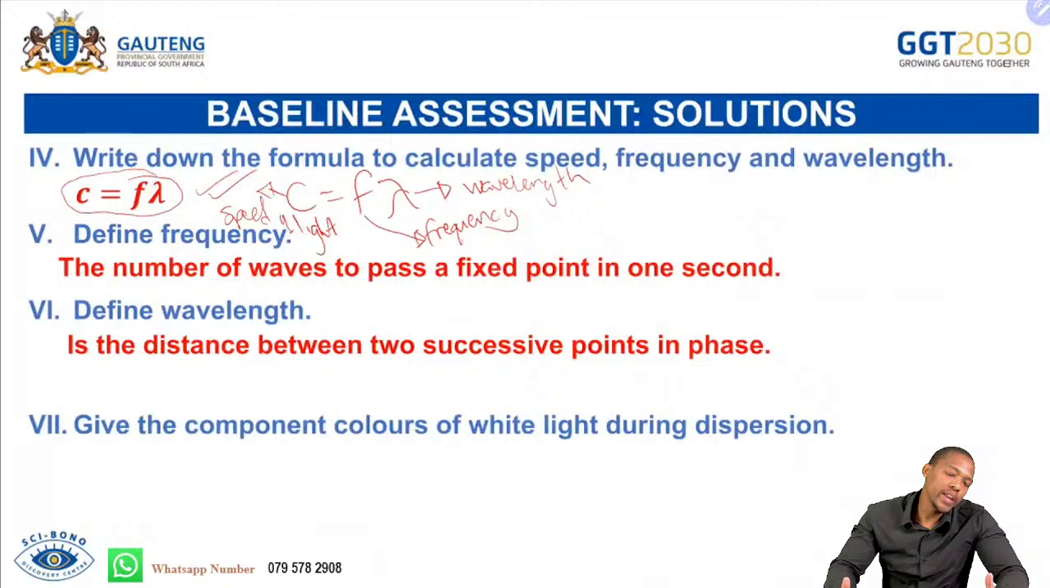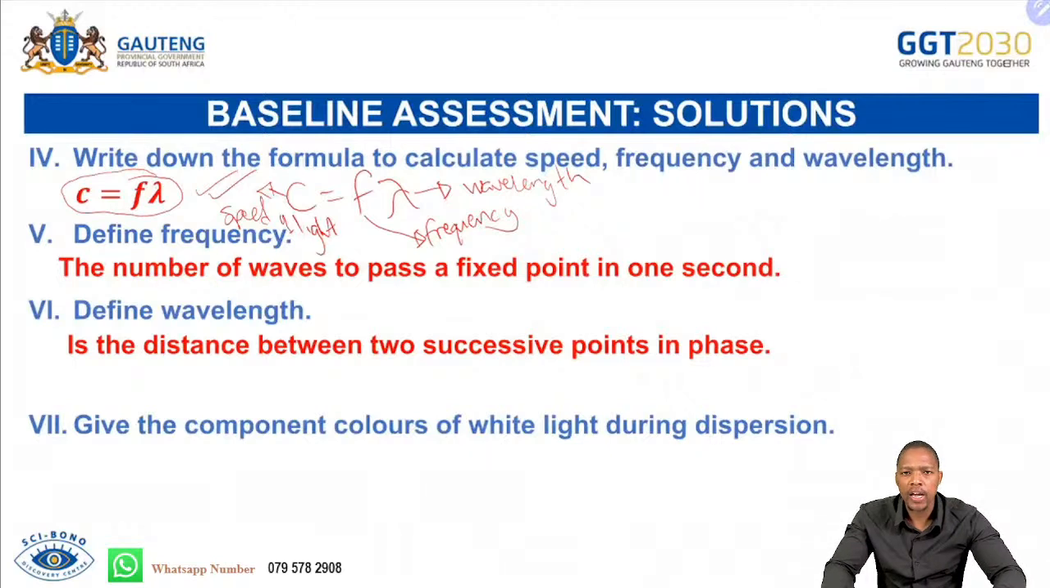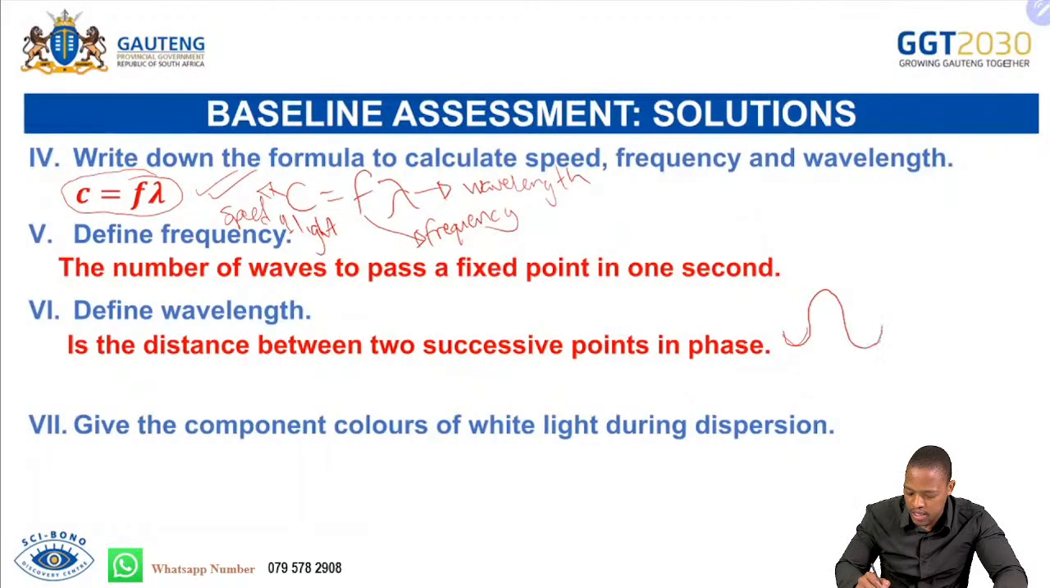Okay, define the term frequency. We've defined this term again last week, and last year in grade 11: the number of waves to pass a fixed point in 1 second. And then wavelength is the distance between two successive points in phase. This is the distance between two successive points in phase. You would remember that a wavelength will look something like this, the distance between two successive points. This is how we looked at a wavelength last year when we were doing grade 11.